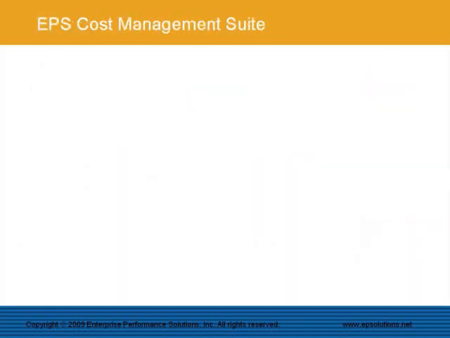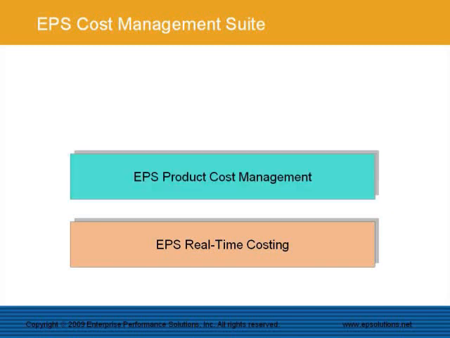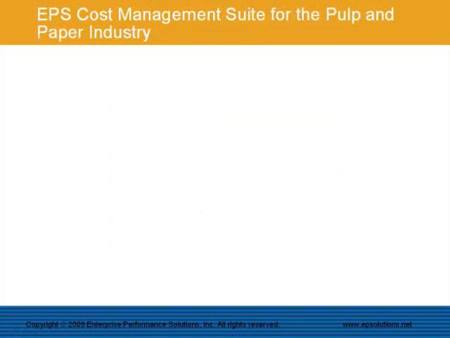The EPS Cost Management Suite is designed for the pulp and paper industry and is made up of 3 modules: EPS Real-Time Costing, EPS Product Cost Management, and EPS Transportation Cost Management. Customers can decide to implement 1, 2, or all of these modules based on their needs. Here follows an introduction to the 3 modules.